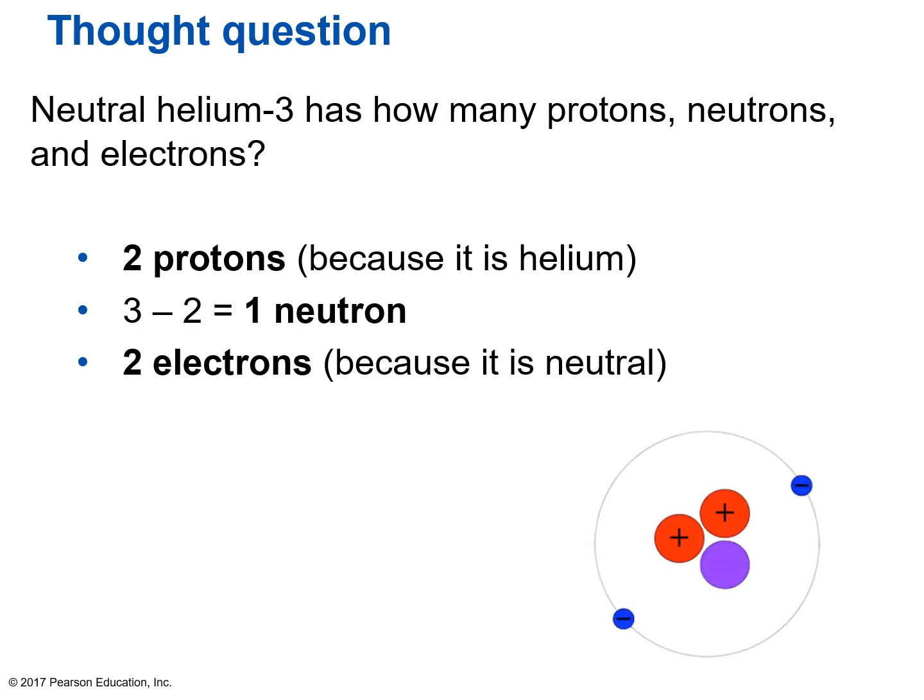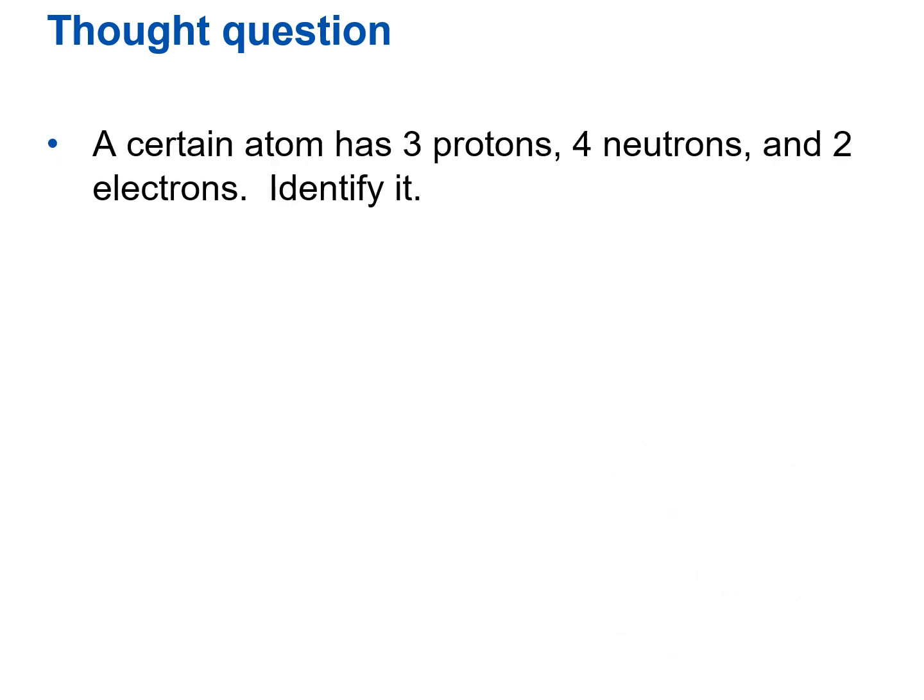So there's a model of it right there. 2 protons, 1 neutron in the middle, and then the 2 electrons. Let's do this one. A certain atom has 3 protons, 4 neutrons, and 2 electrons. Identify it. When I say identify it, that means what element is it? What's its mass? So we can identify the isotope. And let's talk about its charge as well.